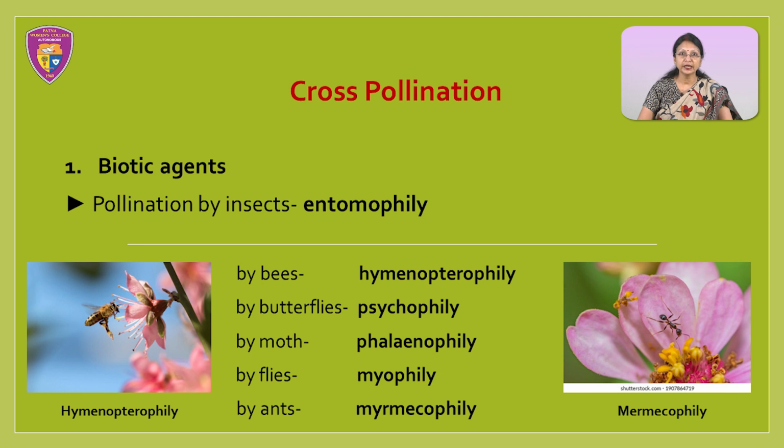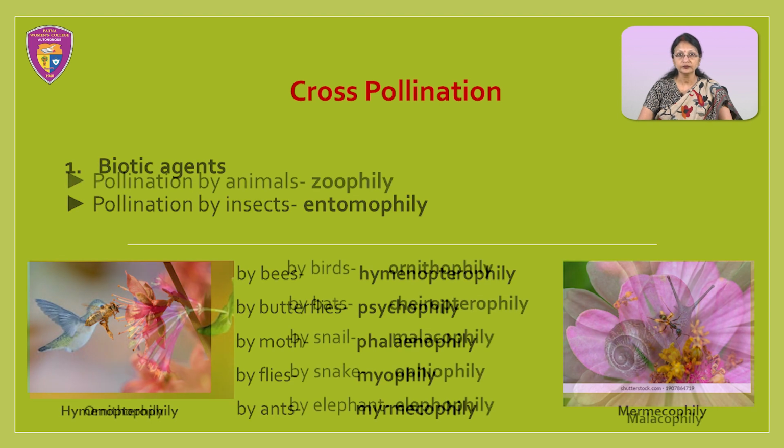Pollination taking place by insects is collectively called entomophily, and a specific name is given when done by a specific organism. When pollination takes place by bees, it is called hymenopterophily. When by butterflies, it is called psychophily. When by moths, it is called phalaenophily. By flies, myophily; by ants, myrmecophily, and so on.